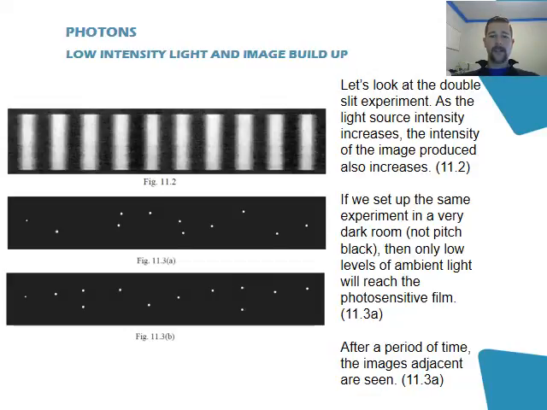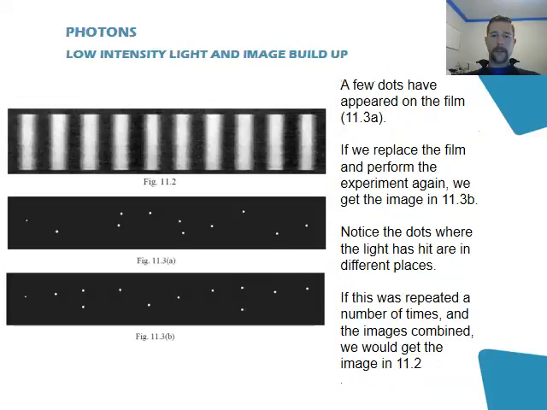If we repeat the experiment, we might get something like in 11.3b, and you can see these dots are in different places. If we leave the photosensitive film exposed for a short period of time, we get something like in 11.3a. If we extend that time and leave it exposed for an extended period, then we do end up getting the image in 11.2. So as the intensity increases, the images produce more of what we expect when light behaves as a wave.